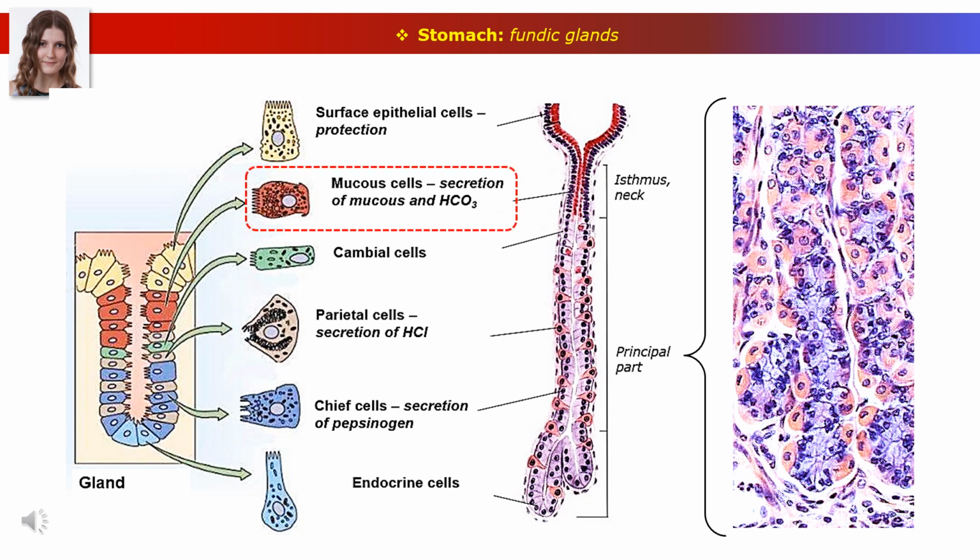Mucous neck cells are few in number. They are located at the neck of the gland and secrete mucus. Stem or cambial cells are low columnar cells that have a high rate of mitosis. Some of them differentiate into surface epithelium, others into glandular epithelium. Different types of endocrine cells produce histamine, serotonin, melatonin, and other hormones, regulating gastric motor activity, gastric secretion, and blood supply of the mucosa.